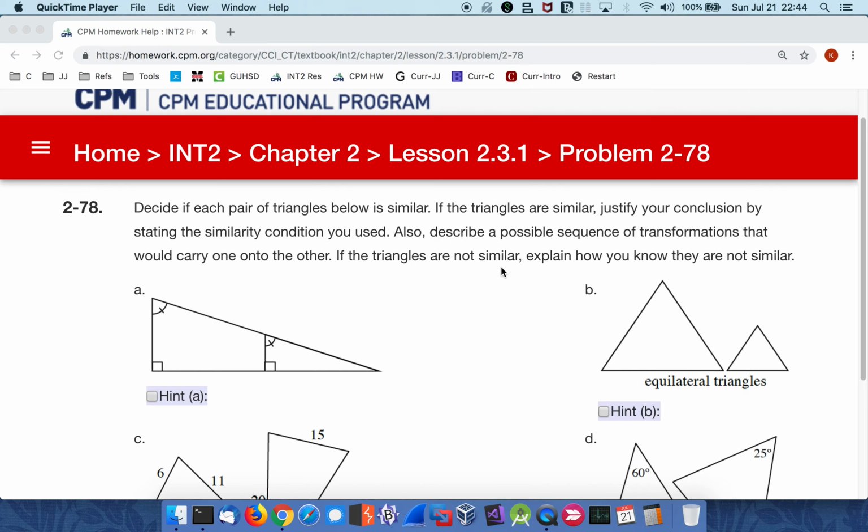Okay, third problem. Let's see. 2 text 78. Decide if each pair of triangles below is similar. So recall that similar means that all the angles are going to be equal.